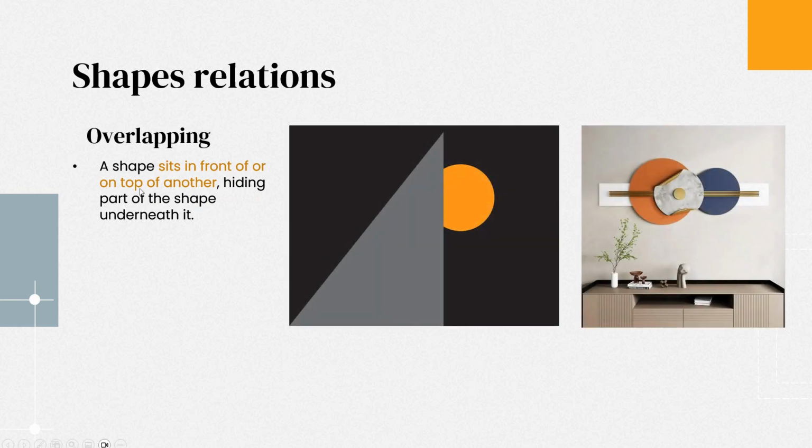Also overlapping. A shape sits in front of or on top of another, hiding part of the shape underneath it. When a shape is hiding part of another shape underneath, meaning that we can see overlapping. So part of the circle we cannot see because it is behind the triangle. Also we can see here in a composition how overlapping has been created.